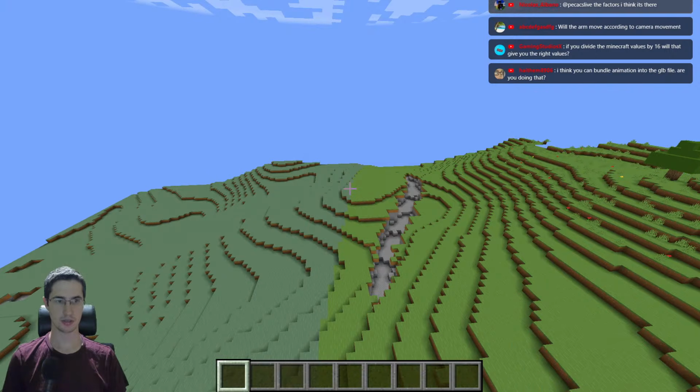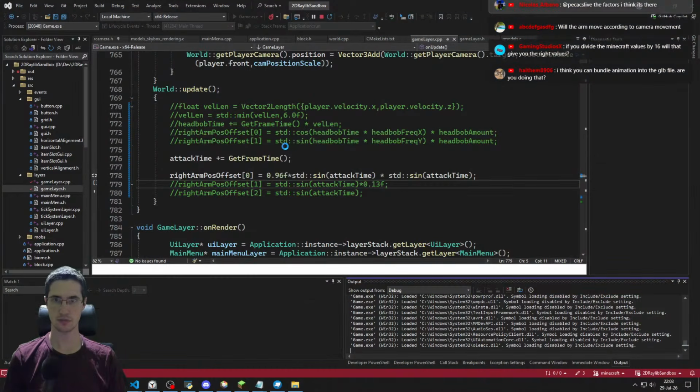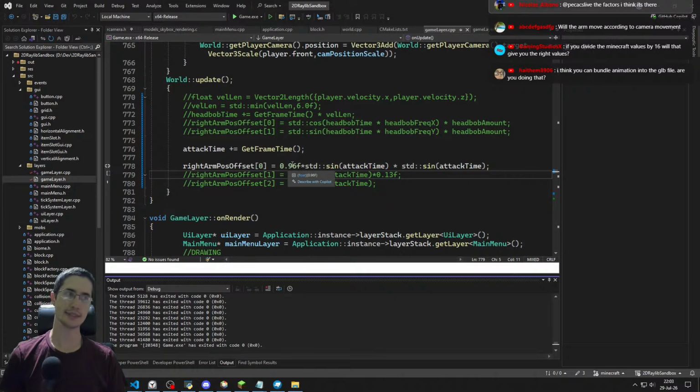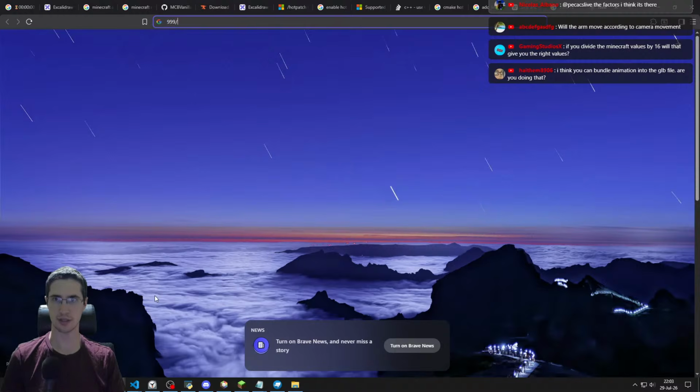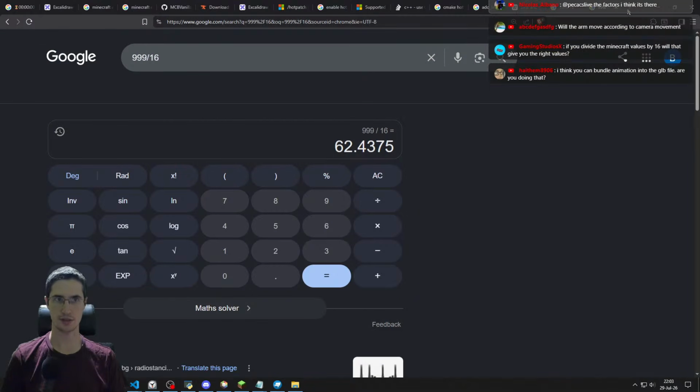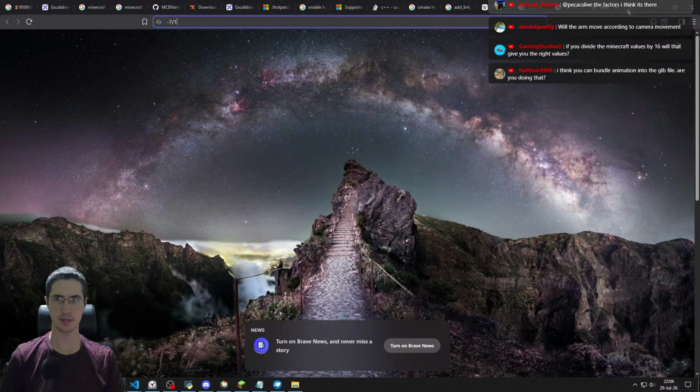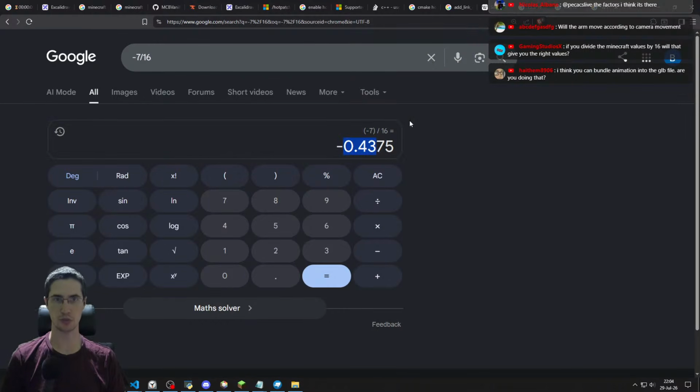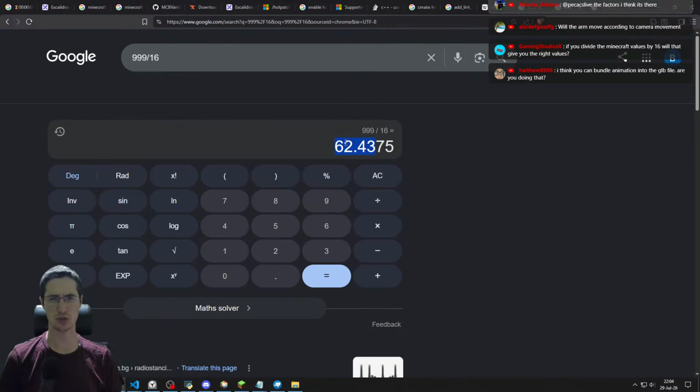It's too much, chat. I need it to be a lot lower. Or I could clamp it between... How much is 999 divided by 16? And 7 minus 7 divided by 16. I could clamp it between this value and this value. 62 is too much. That's 62 blocks. That's too much. I don't know why they do it by that much.